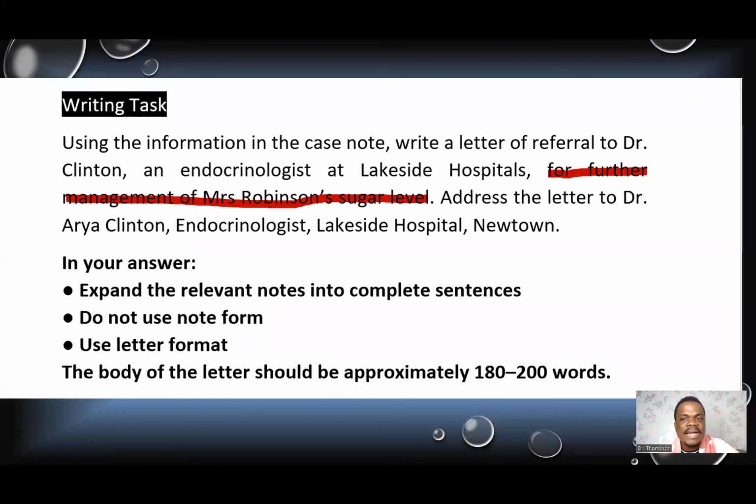If we go back to the first task, this first task says for further management of Mrs. Robinson's sugar level. This is the purpose of the letter. This is what you want the reader to do. Why would this reader do this? You have to state the problem. Most likely, this patient's blood sugar level is not well controlled. So you have to state it in your letter, in the introduction, because in your introduction, you have to state the problem clearly and the purpose of the letter clearly.